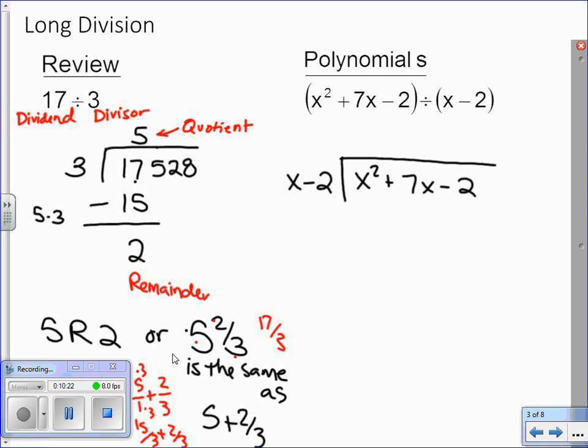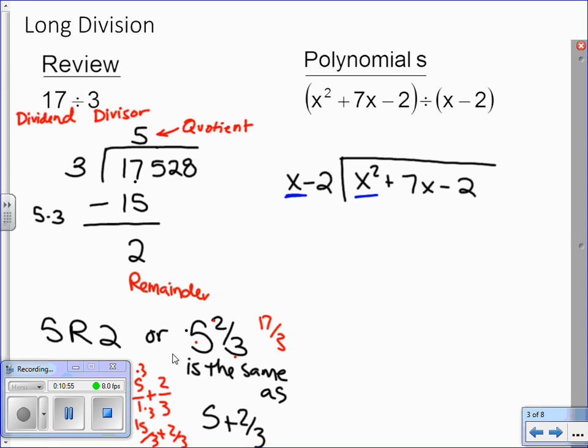So I'm going to color code this. The first term of my dividend is x squared. The first term of my divisor is x. I'm only going to worry about those two terms. And I'm thinking about how many times can I get x to go into x squared? But a better question is, what can I multiply x by so that it is x squared? X. So that's going to be the number that I put in my quotient.